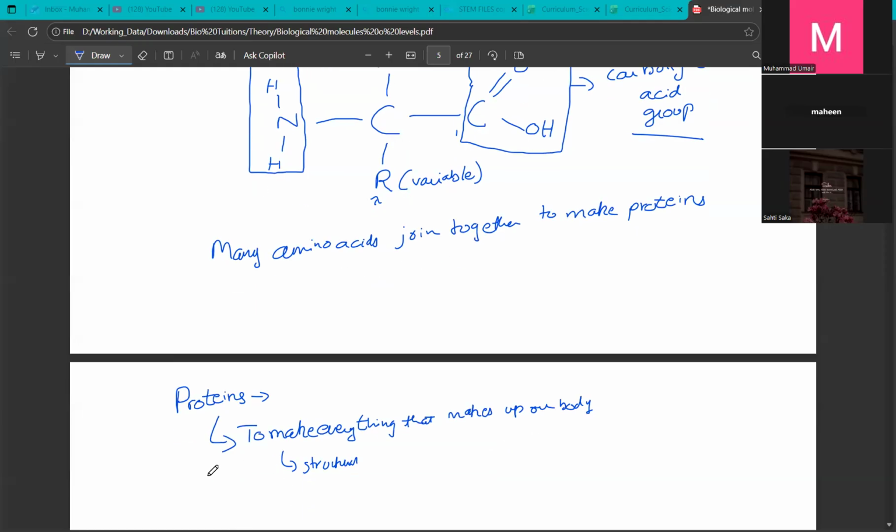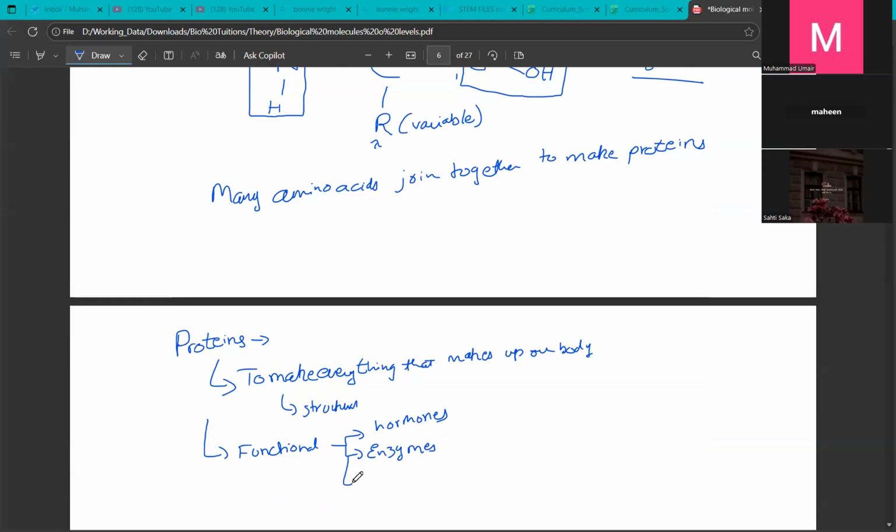The second is it has a functional role. So functional role in the sense it is again responsible for making hormones. It is responsible for making enzymes. It is responsible for making what else? Receptors, anything that your body makes, it uses proteins to make it. Receptors हो गए, enzymes हो गए, muscles हो गए, hormones हो गए. DNA is not proteins though. DNA is different, and we're just about to come to DNA as well.